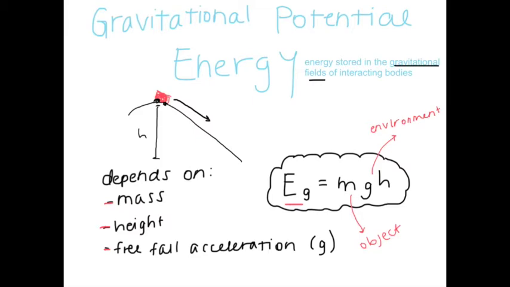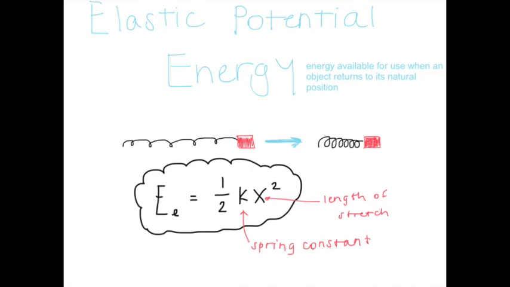Now as you can see, only one of these parts of the equation is actually a property of the object. The mass, here we labeled it object to show that it's related to the size of the object or the material it's made of. However, gravitational acceleration and height are both products of the object's environment. Therefore, gravitational potential energy derives a lot of its quantity from the conditions surrounding the object.